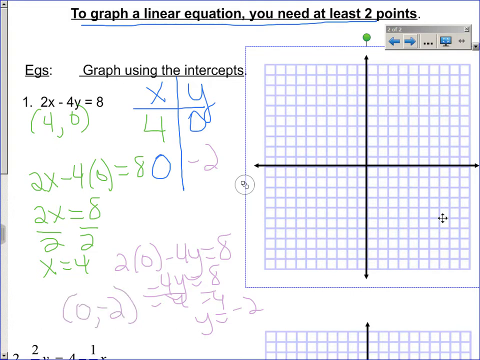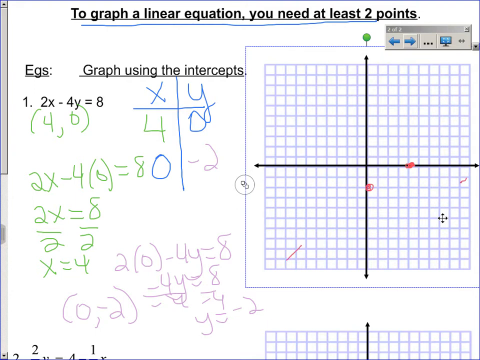To graph that, I need these 2 points, and I know they're both going to be on the axis. So when x is 4, 1, 2, 3, 4, y is 0. Stylus is not working nicely. And the other point is when x is 0, y is negative 2. So we're right down here.